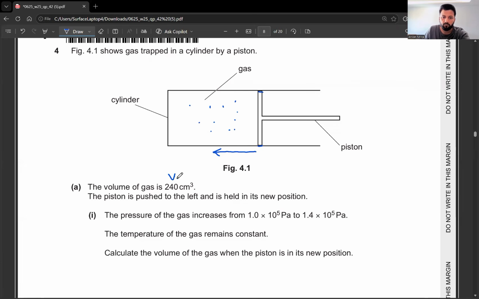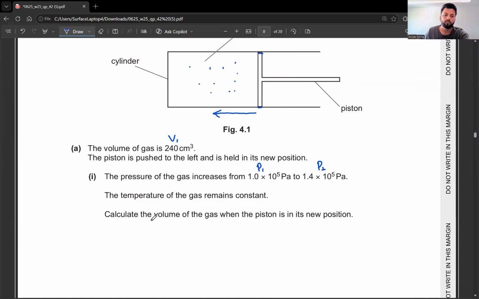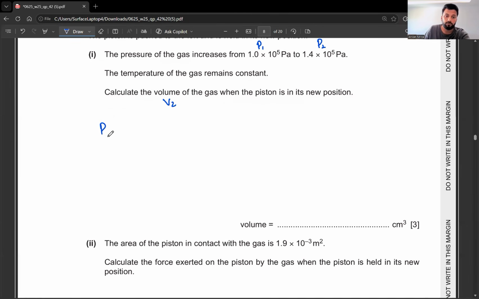So this is V1. The piston is pushed towards the left to a new position, and the pressure is increased. Obviously when the volume decreases, pressure increases. Which law is this? Boyle's law. So this is P1 and the pressure is increased to P2, and the temperature is constant because this is the definition of Boyle's law. We need to calculate the volume. So what is Boyle's law? PV is equal to constant. So you can write P1 V1 is equal to P2 V2, and we need to calculate V2. That will be equal to P1 V1 divided by P2.